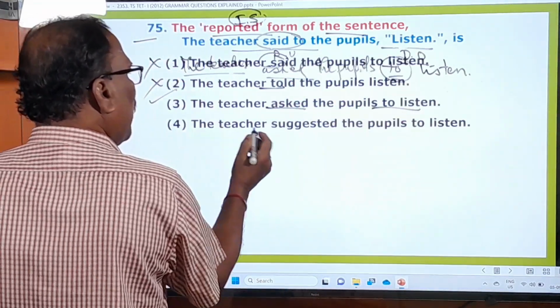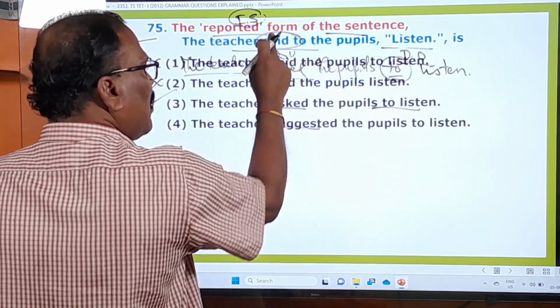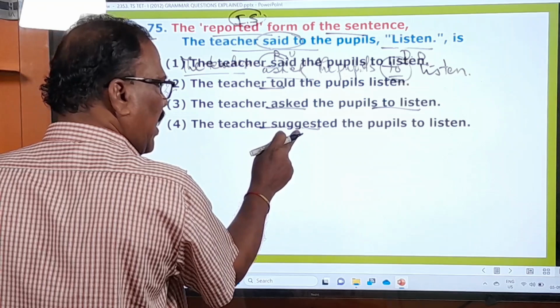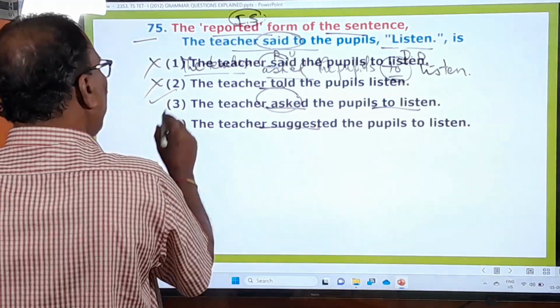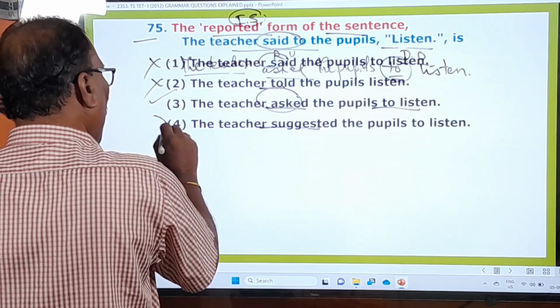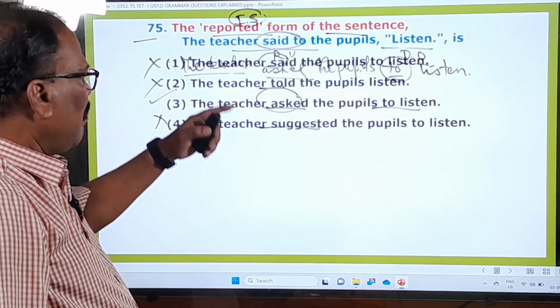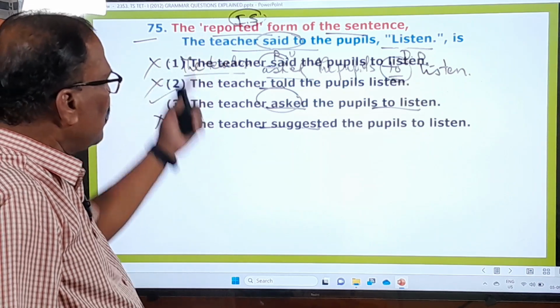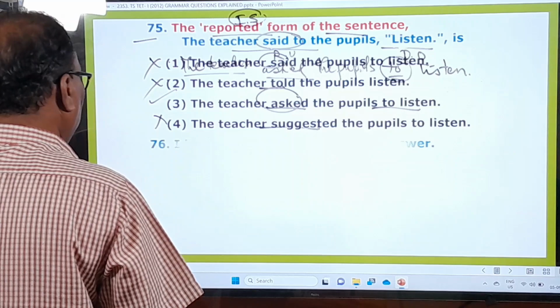First one, second one, and here "suggested". When there is an imperative sentence, this reporting verb should not be changed into "suggested", or "told" or "said", only "asked". So the first one, second one, and fourth one are wrong. Only the third one is the right one. Please try to understand this carefully. Okay, right. Now I'll go to the next question.